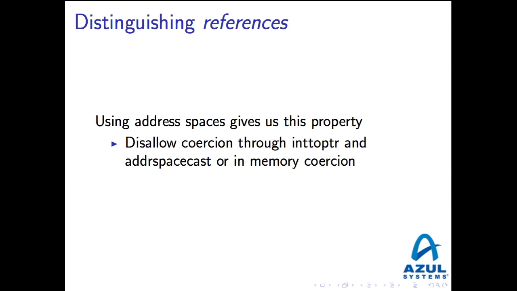Thankfully, there's actually an existing mechanism in LLVM that gives us almost everything we're looking for here, and that's address spaces. Address spaces were originally introduced to support heterogeneous computation, but they have the property that there's a disjoint set of pointers that cannot be converted back and forth from one to the other without an explicit cast operation. By simply disallowing that explicit cast operation and the int to pointer cast in our input IR, we get the property we need, which is that we're able to distinguish a reference from other values.